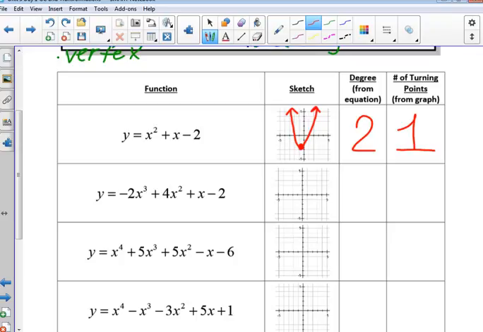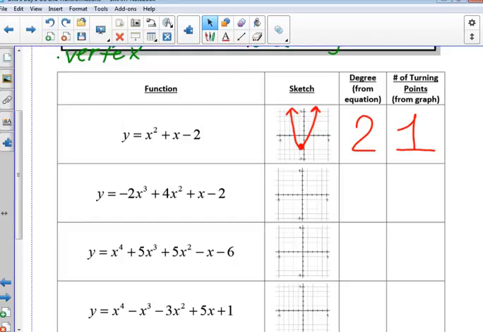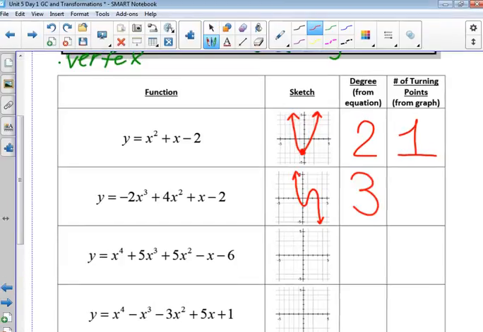Why don't you guys try the next one without me? So go ahead, type the function in the calculator, sketch the graph, get the degree, and get the number of turning points. Go ahead, I'll give you 1 minute. And based on the graph, the number of turning points is how many? Does everyone see it? Where it changes direction here, and it changes direction here. Always going to see me put those dots there. So that's a good method just in case you're not sure.